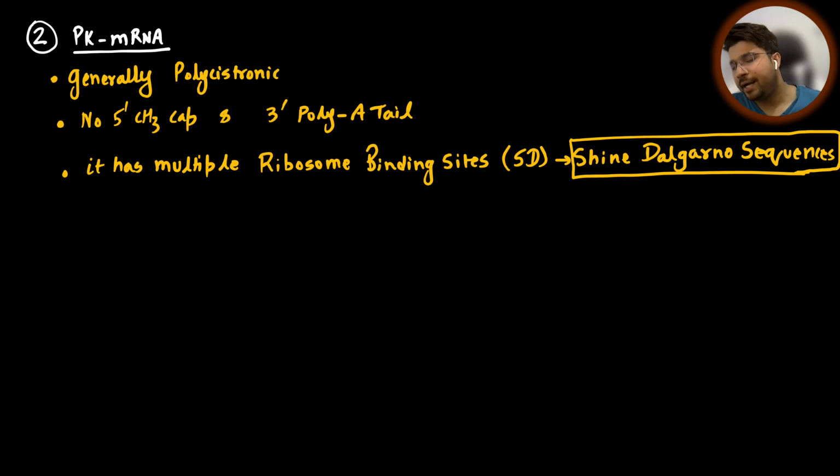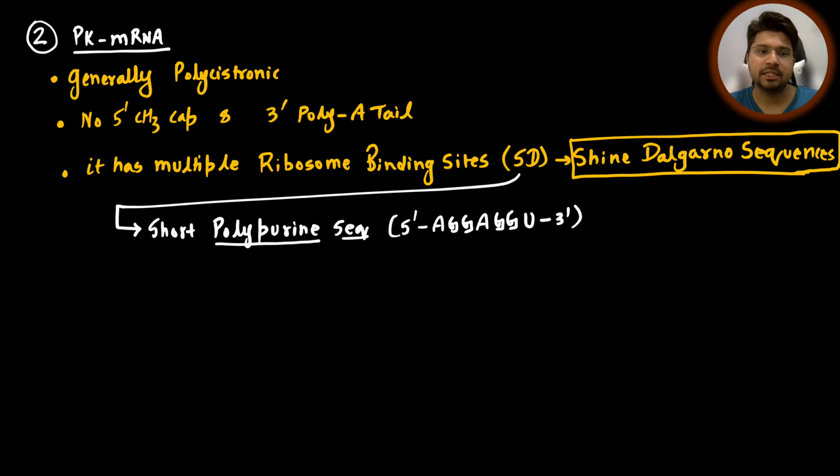It has multiple ribosome binding sites called Shine-Dalgarno sequences, which we will call by the short acronym SD sequences. So prokaryotic mRNA contains multiple ribosome binding sites, which are known as Shine-Dalgarno sequences. There are very high chances that examinations might ask you about the features or properties of these Shine-Dalgarno sequences. Please remember, the Shine-Dalgarno sequences are short polypurine sequences. You know that purine is either A or G, adenine or guanine, and they are rich in those kinds of sequences.